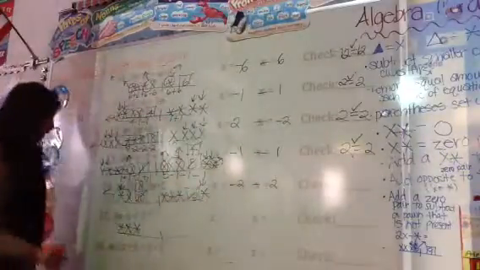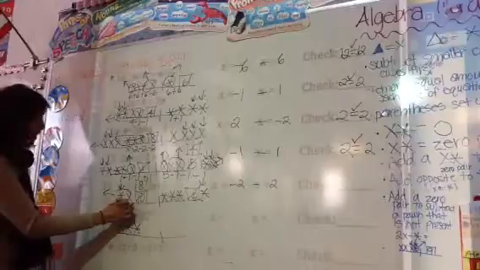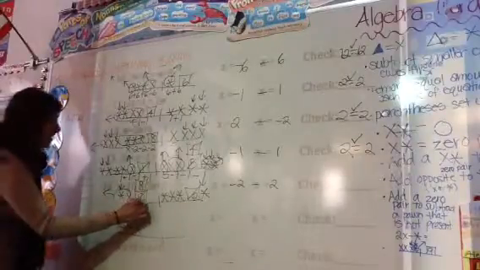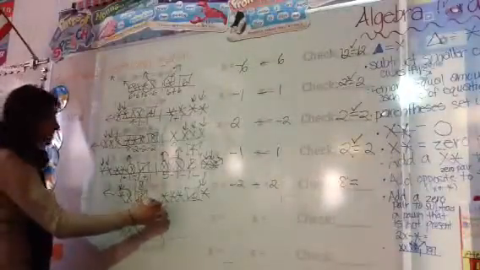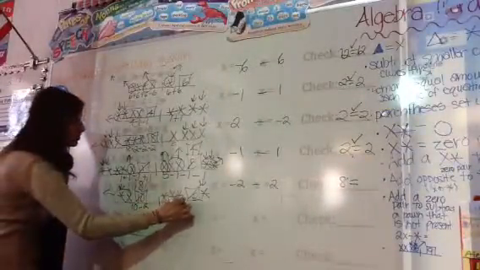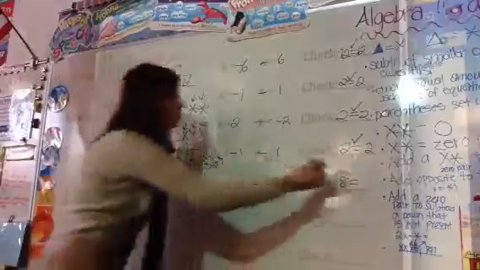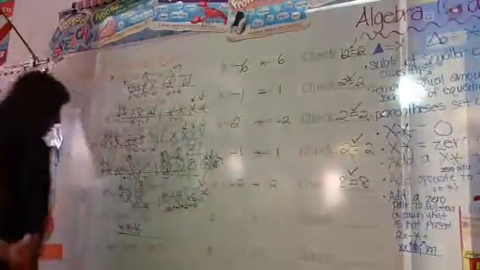X equals negative 2. Going back, on the left side, 10 minus 2 equals 8. On the right side, 2 plus 2 plus 2 plus 2, or 2 times 4, equals 8.